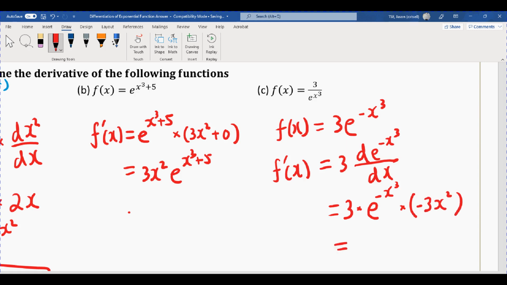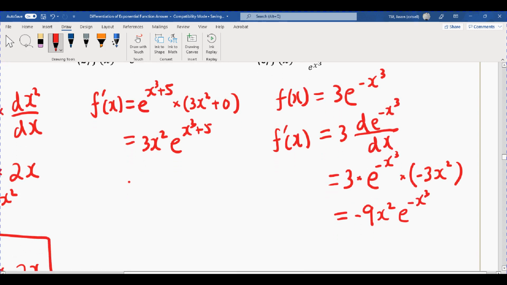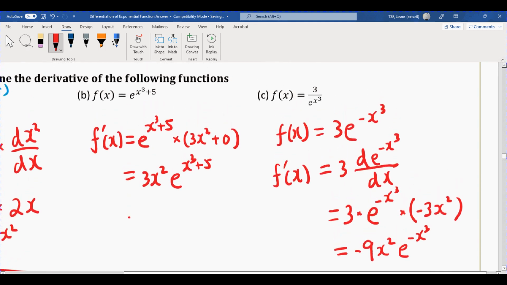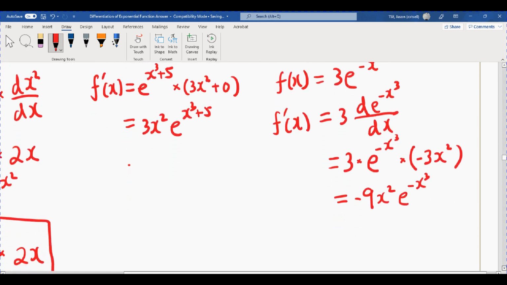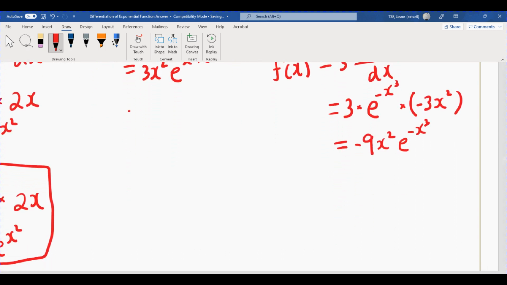And of course, you have to simplify your answer. So we tend to move that x squared and the numbers to the front. It's the conventional way to write the answer. Is that okay? Okay, so after you've done this, I think you might need some time to tidy up the copying and all sorts of things.